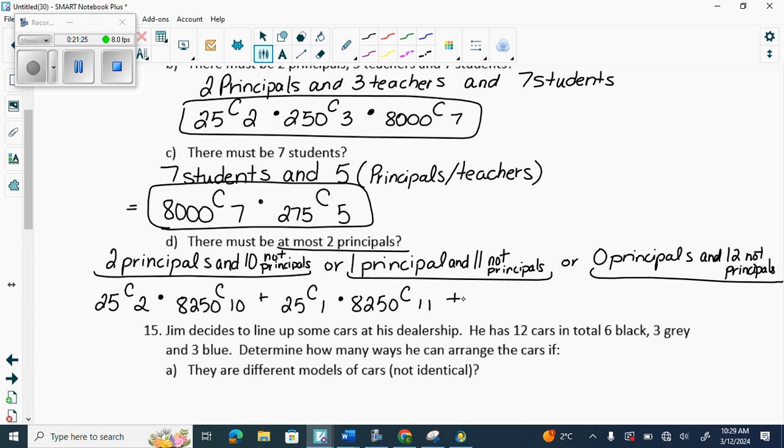Do I actually have to draw this one? No. If there's 0, I don't even have to include it. Could I go 25 C0 times? Absolutely I could. I do not need it because 25 C0 is 1. It's not going to change anything. So I could just end with 8,250 C12.